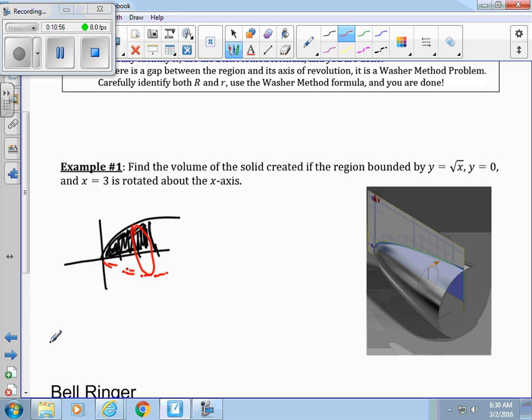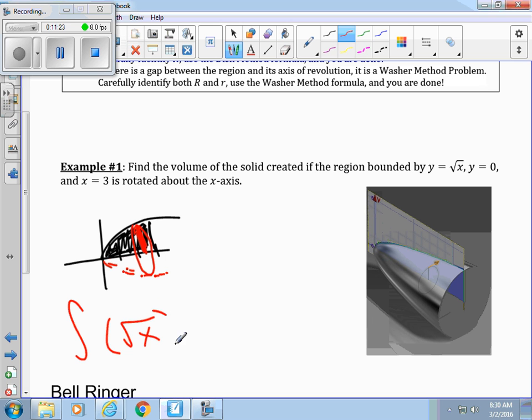So I'm going to ask myself some questions. I've got my picture drawn. Is there a gap between the region and the axis I'm rotating it around? No, so this is a disk problem. I'm going to use a disk. So I only have to pick out one radius, which is nice. And that one radius is the height of the curve. Does everyone agree?